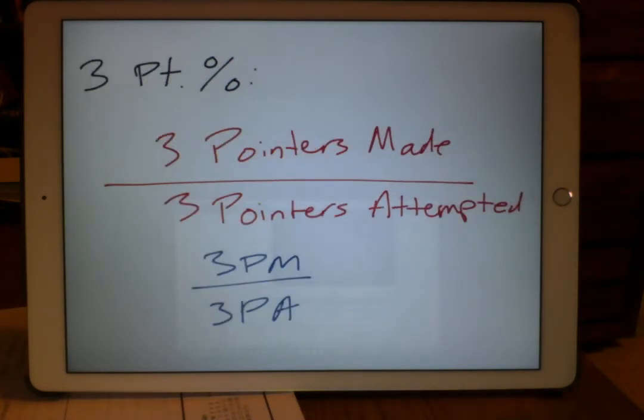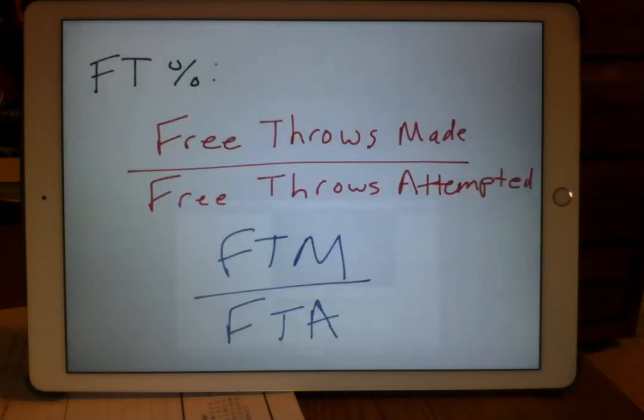Alright, next, 3-point percentage. Again, very similar: 3-pointers made divided by 3-pointers attempted. Kind of just follows suit with field goals. Pretty standard, simple stuff here. Finally, free throws made divided by free throws attempted is free throw percentage. Simple stuff, just like the rest of the basketball stuff.